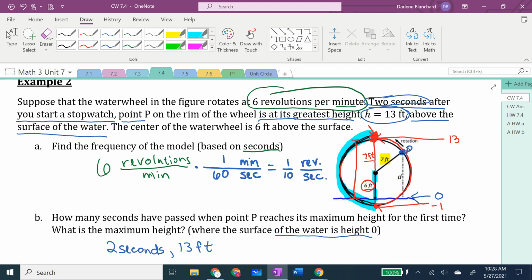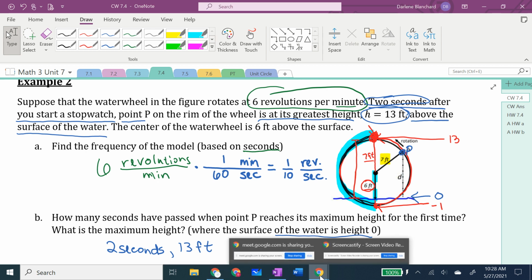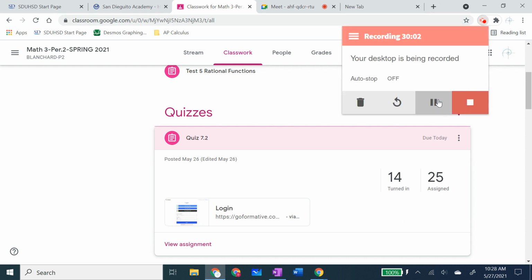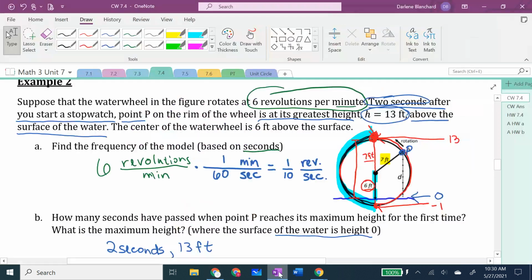I'm getting some shrugs. Let me give you a minute to think about it. I'm just going to be quiet for a moment, and I want you to think about it. I'm going to pause the recording. Someone remind me to restart it back up. Okay.